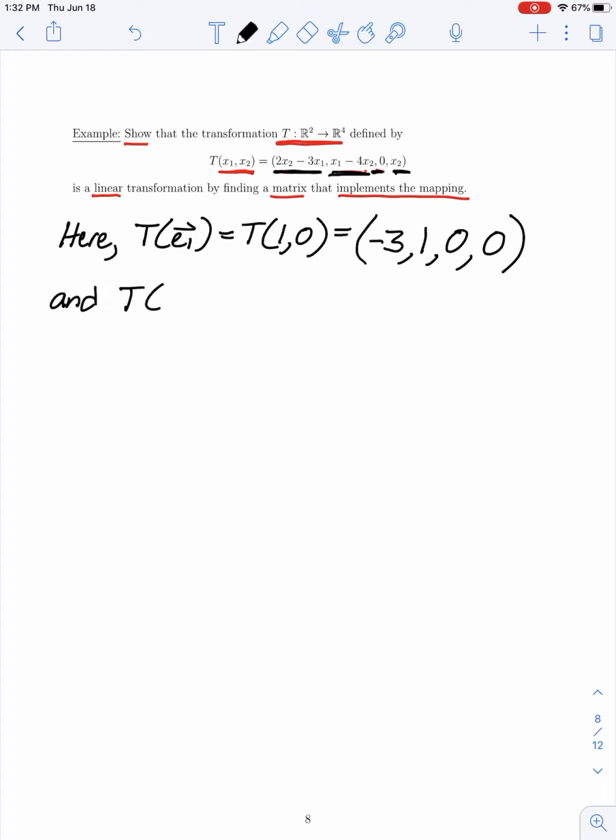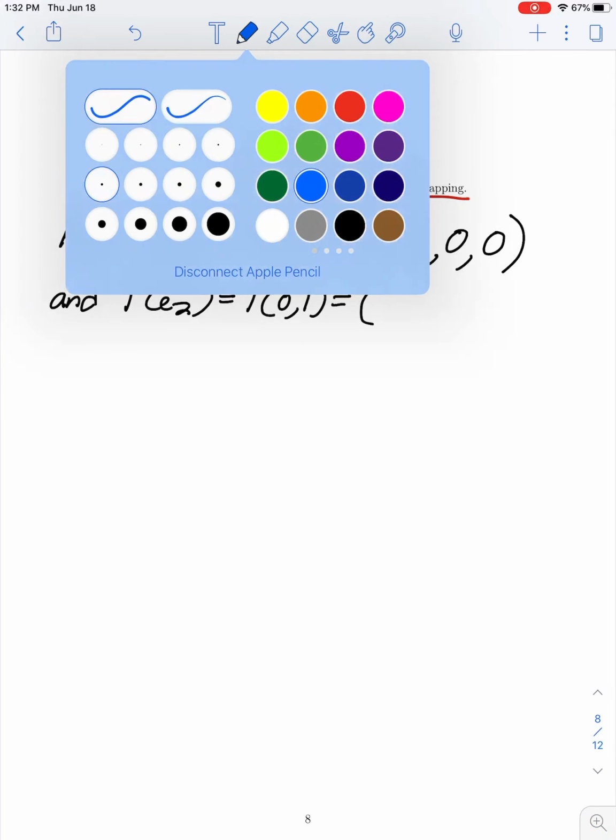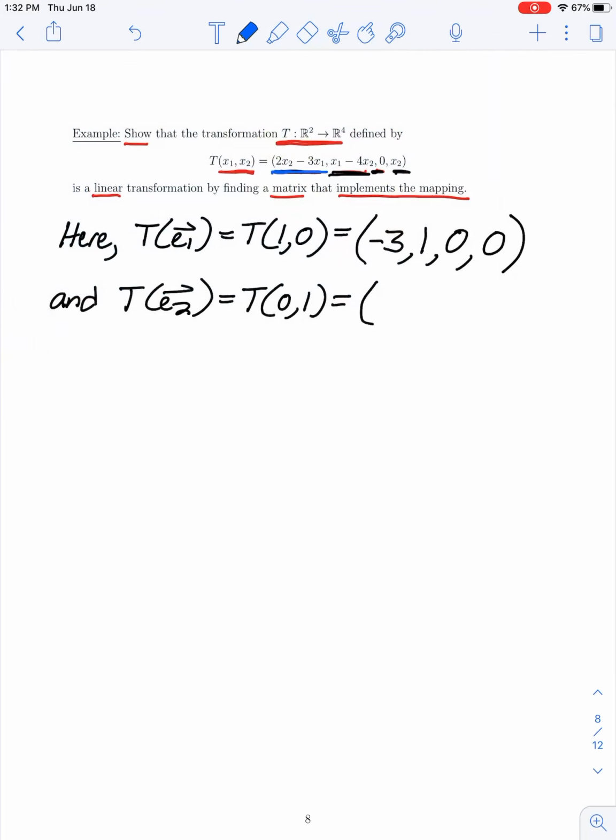And the image of e2 under this transformation: e2 is the vector (0, 1). Looking at the first component, 2x2 minus 3x1, that gives us 2. Our second component is x1 minus 4 times x2, so here we have a negative 4. Our third component is always 0, and our fourth component is x2, which was 1 here.